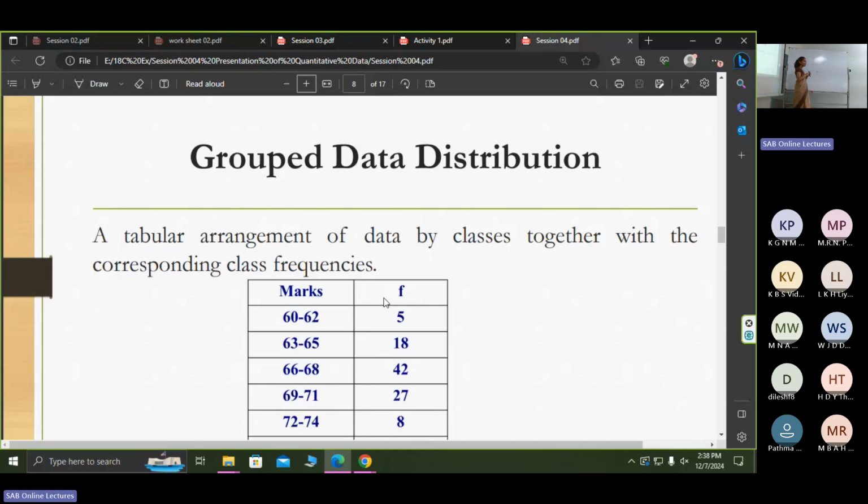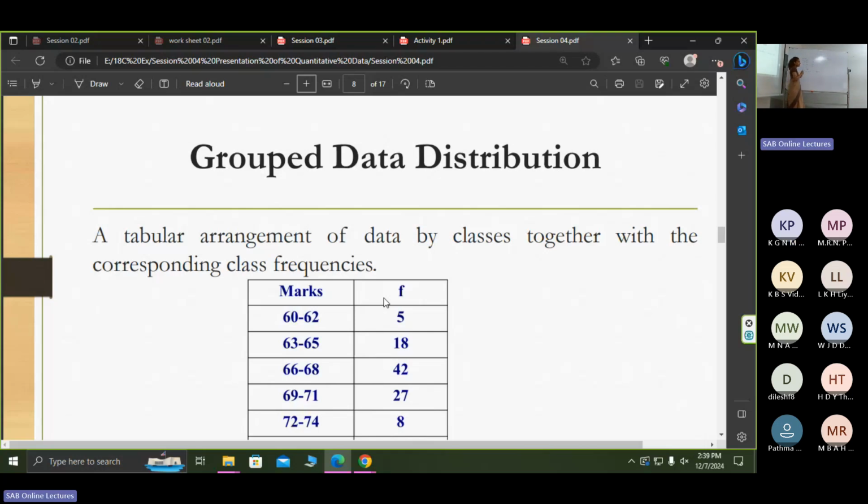Okay, how do we remove the gap? Convert these class limits to class boundaries. We identify the gap. That gap is 1. Then 1 divided by 2, what is the answer? 0.5. Then we take the lower class limit and subtract 0.5 from that. It means 59.5. That 0.5 is added to the upper class limit: 62.5.